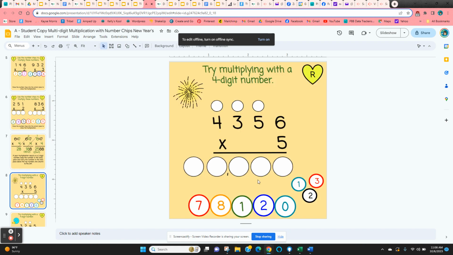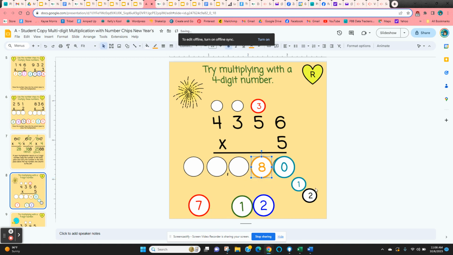So on the next slide, they've got the numbers here that they're going to carry. So 6 times 5 is 30. We're going to leave the 0. We're going to carry the 3 up to the next column. 5 times 5 is 25. Add 3, we get 28. We're going to leave the 8 and carry the 2. 5 times 3 is 15, plus 2 is 17. We're going to leave the 7, carry the 1. And 5 times 4 is 20, plus 1 is 21.